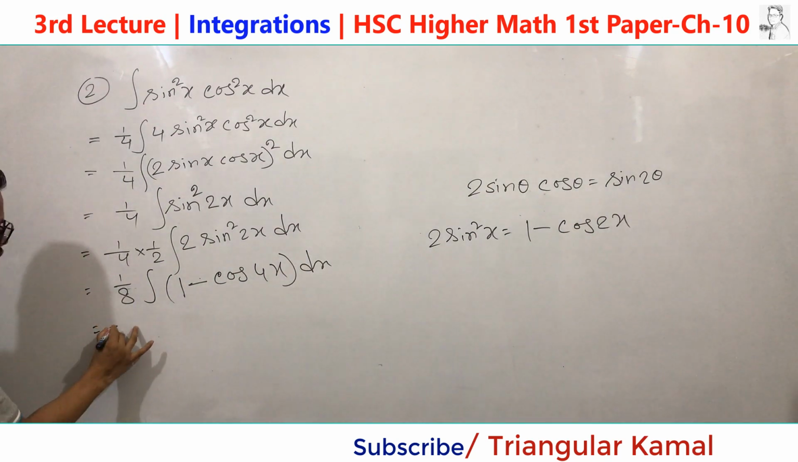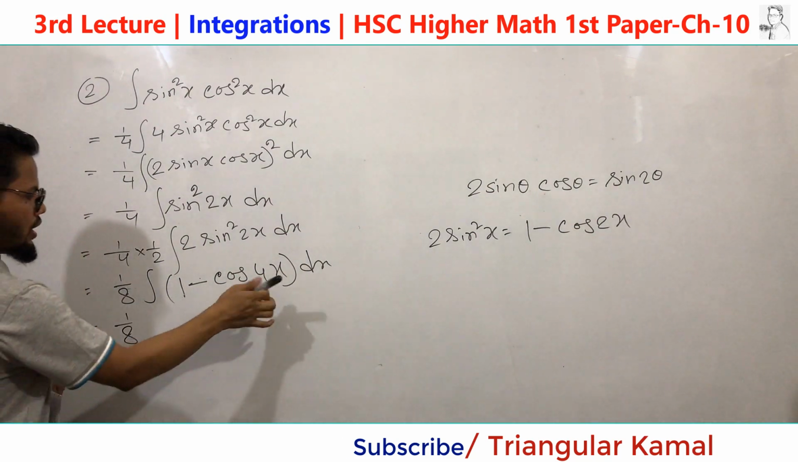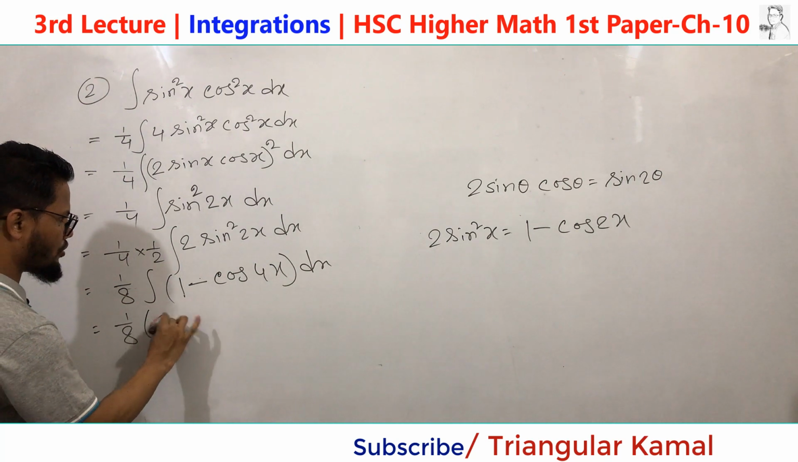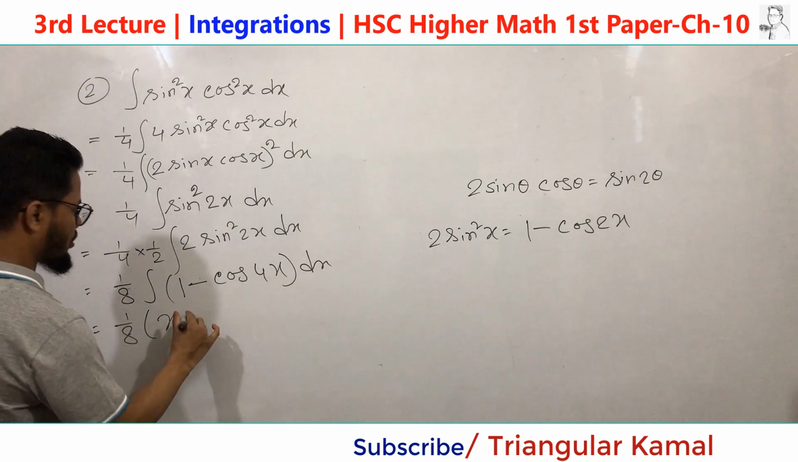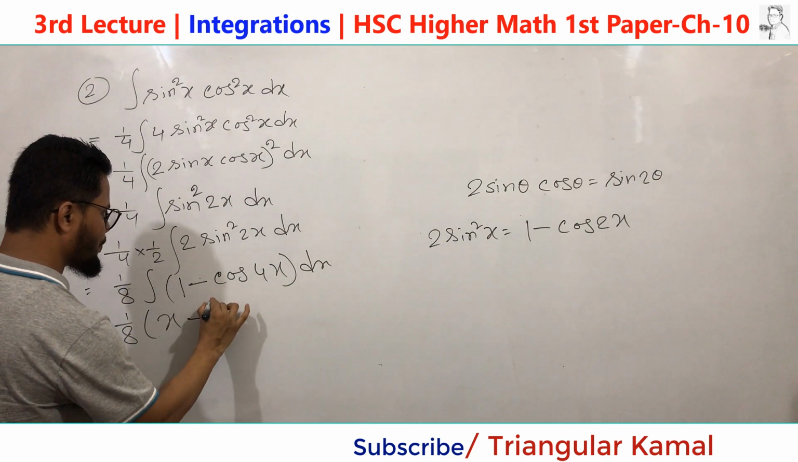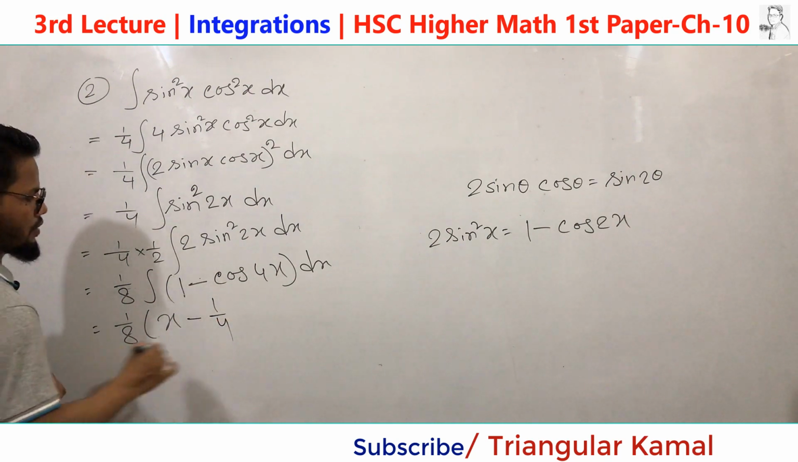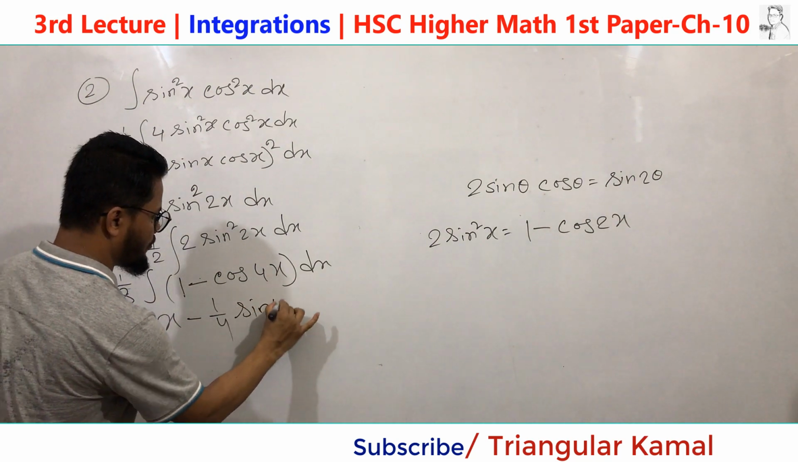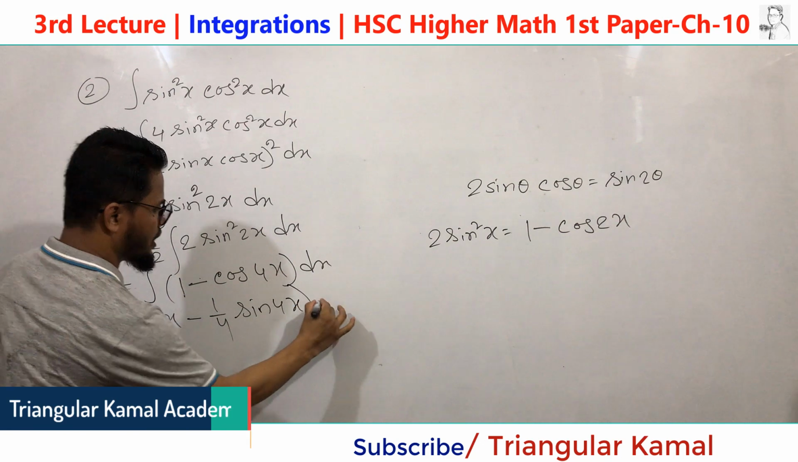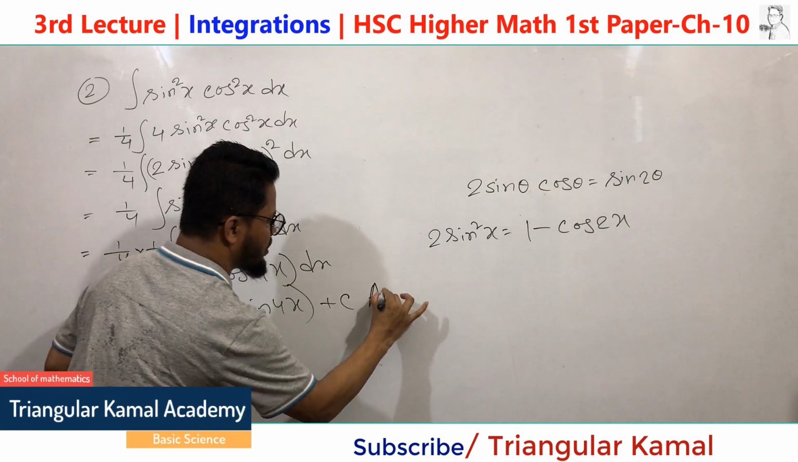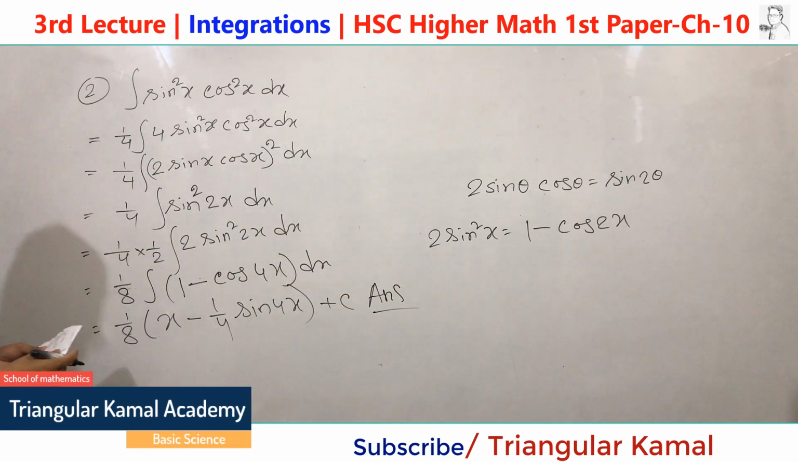Just do simple integration here, 1 by 8, 1 integrates to give you only x, this cos will give you 1 by 4 sine of 4x, after integration just add a constant number c. This is our answer.